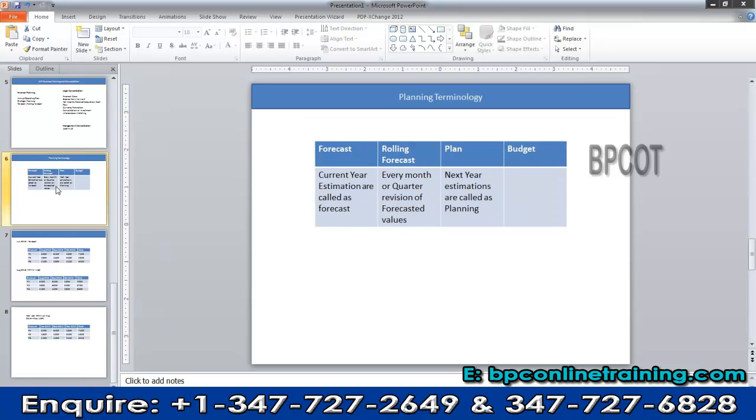Now, plan is done. What is budget? What is the difference between plan and budget? When you say plan, you are going to estimate the funds required for the next year. When you talk about budget, you are distributing the funds available. One is estimating the funds, another one is distributing the available funds to the lower levels. Bit confused, right? Let's discuss in detail.